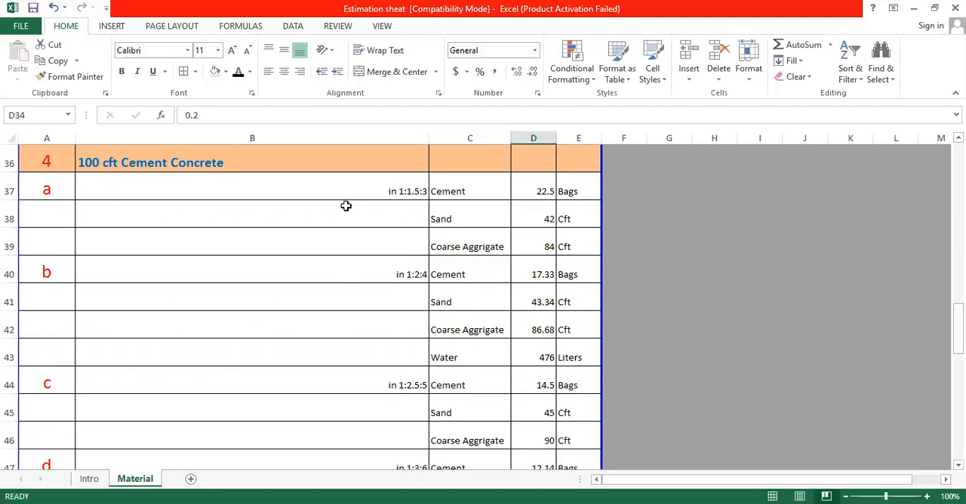Now for 100 cubic feet of cement concrete: if the ratio of the concrete is 1:1.5:3, then the cement required will be 22.5 bags, the sand required will be 42 CFT, and the coarse aggregate required will be 84 CFT. And if the ratio is 1:2:4, then the cement required will be 17.33 bags, the sand required will be 43.34 CFT, the coarse aggregate required will be 86.68 CFT, and the water required will be 476 liters.